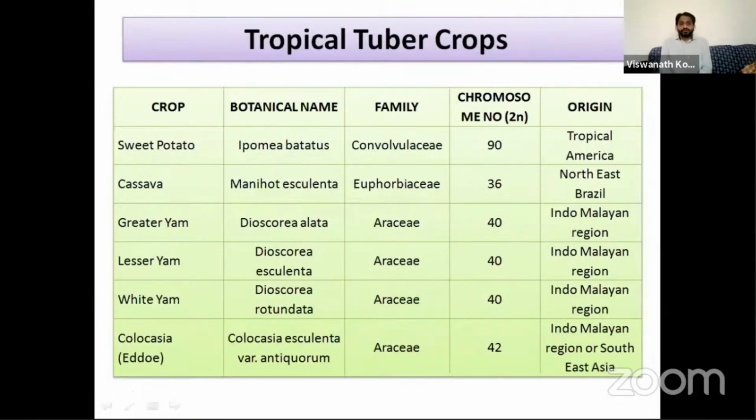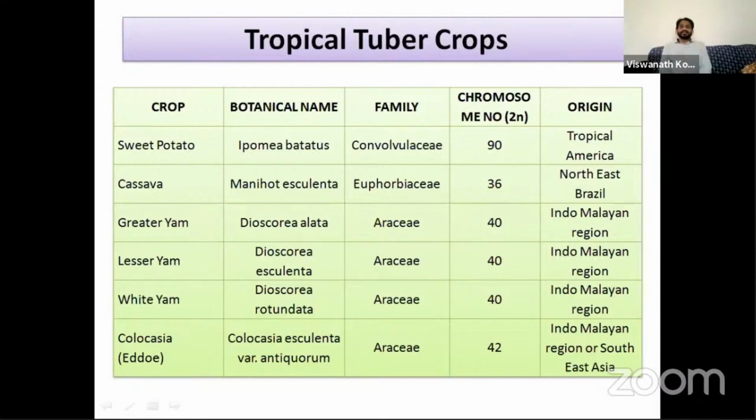We completed the pole crops, bulb crops, and the root crops, and now we move to the tropical tuber crops. The temperate tuber crop is potato that we covered in our last lecture. Now we see the tropical tuber crops. What are the different tropical tuber crops? Sweet potato, cassava, black yam, lesser yam, white yam, and colocasia.